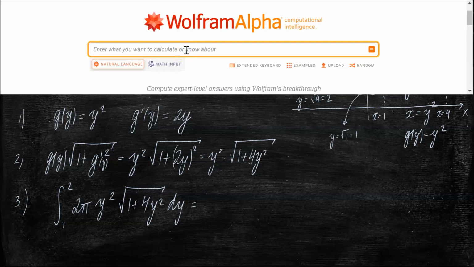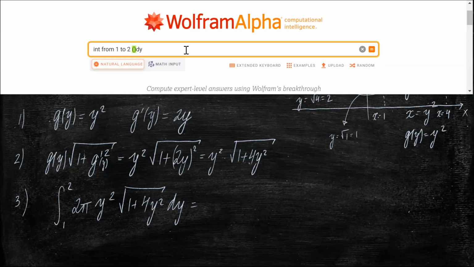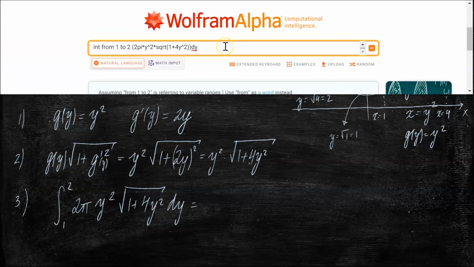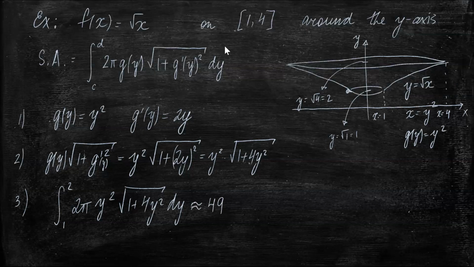So we're going to type integral from 1 to 2, and we integrate with respect to y, and we're going to type here 2 pi times y squared times square root of 1 plus 4y squared, and press enter, and the answer is approximately 49,416, and whatever the units are squared, because it's the surface area.